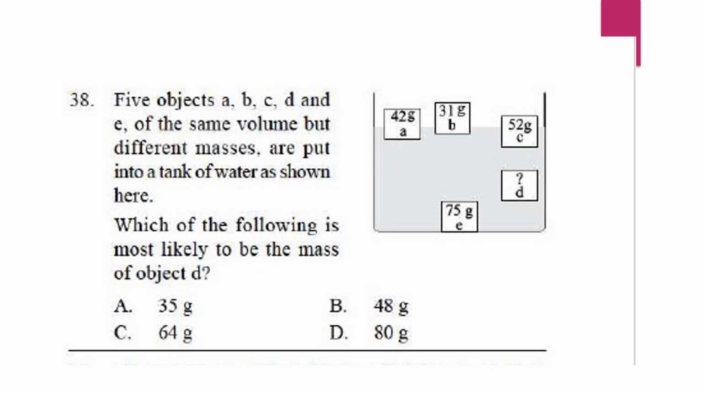Question number 38. 5 objects A, B, C, D and E of the same volume but different masses are put into a tank of water as shown here. Which of the following is most likely to be the mass of object D? We know that any object removes water around it according to its mass. So the mass of the object D must be between 52 gram and 75 gram. So our answer is 64 gram.